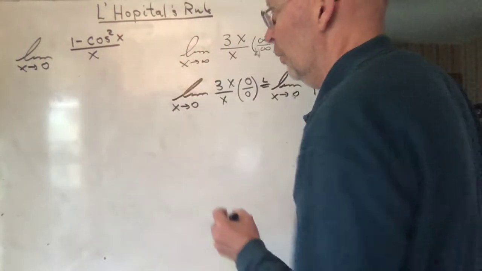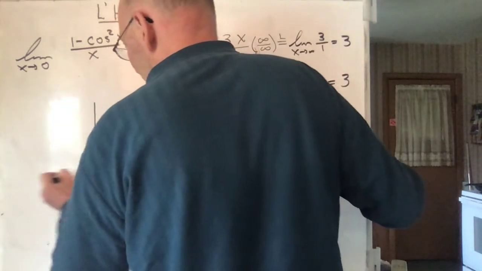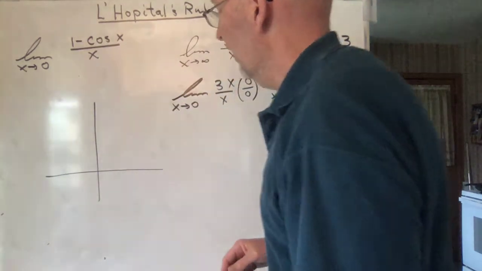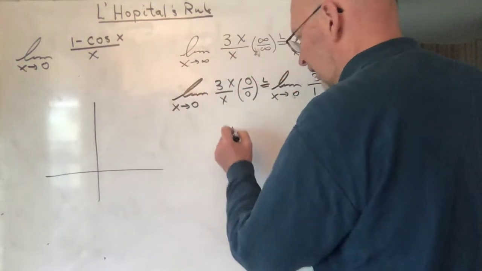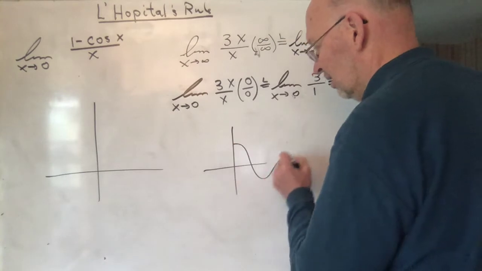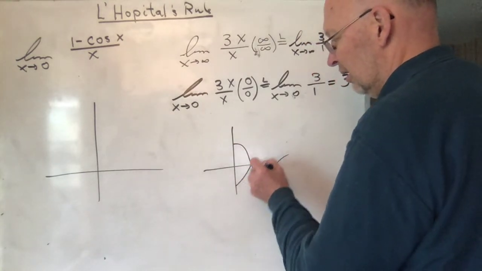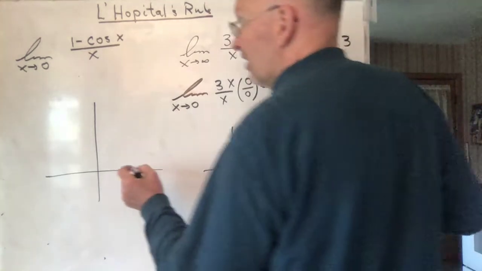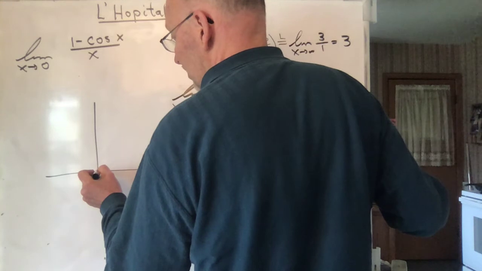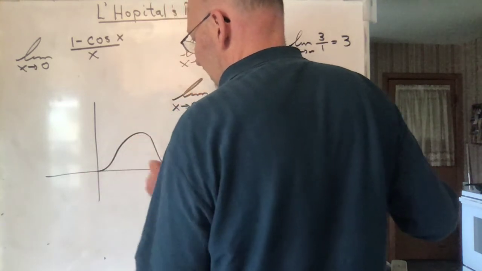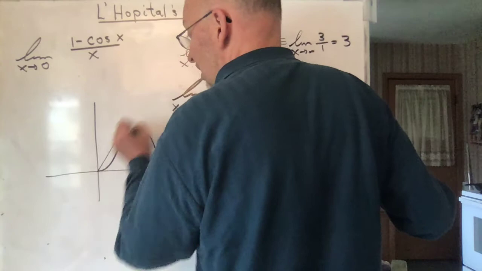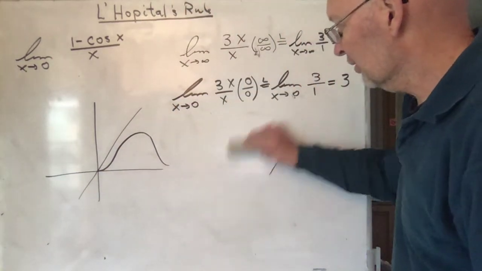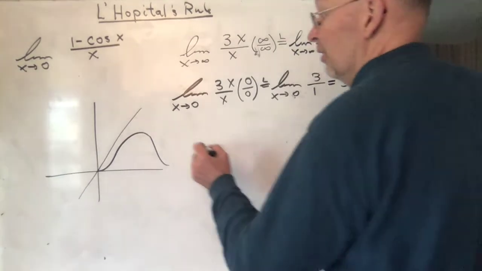Here's a case where, if you think about what 1 minus cosine of x looks like. Cosine, of course, looks like this. Minus cosine looks like that. And if you add 1 to it, it's going to look like this. So 1 minus cosine of x looks something like this, and x looks something like this. So similar to 3x over x, they're both going to 0.